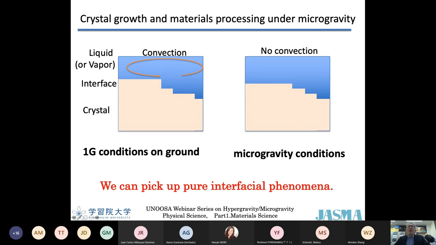Here is a schematic figure of a growing crystal. Here is a growing crystal, here is the liquid or vapor phase, and here is the interface position. In the ground condition, 1G, the liquid and vapor phase have a density difference, so that phase has flow, that means convection. This convection modulates the interface, so we cannot precisely observe the interface phenomena. But in the microgravity condition there is no convection, so we can observe the interface phenomena clearly. This is our motivation for using the microgravity condition for the study of crystal growth. And next, please.